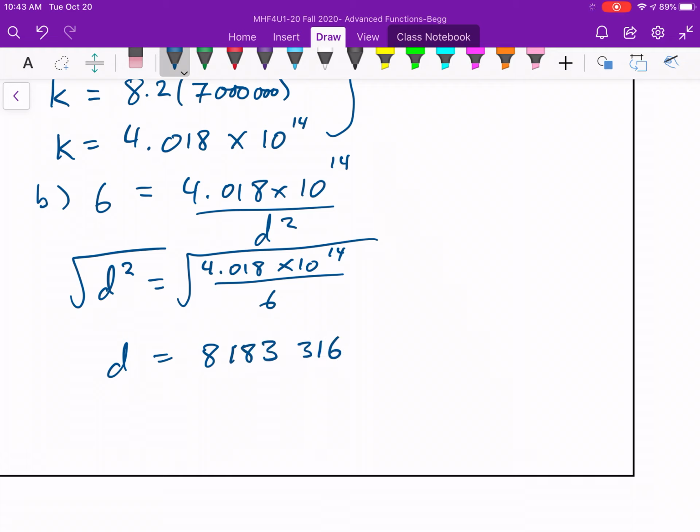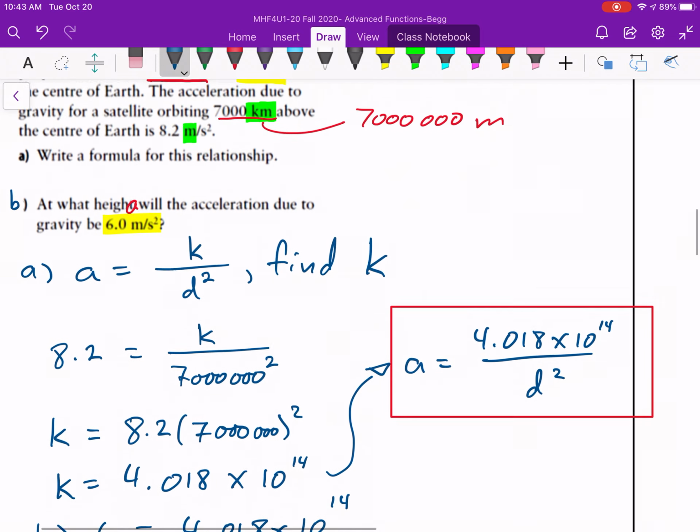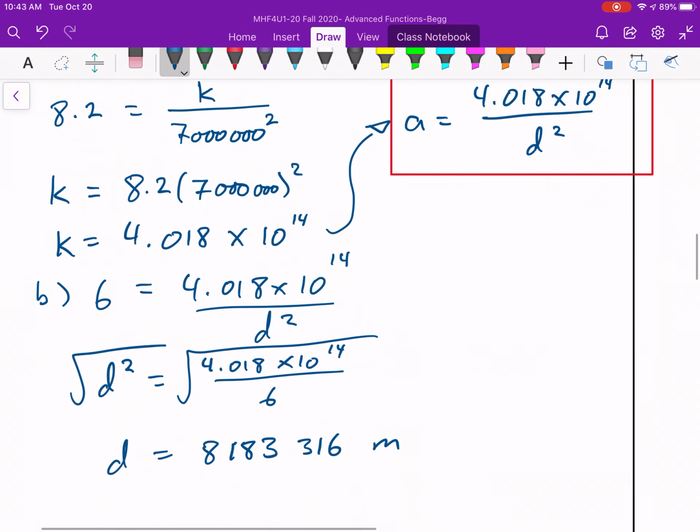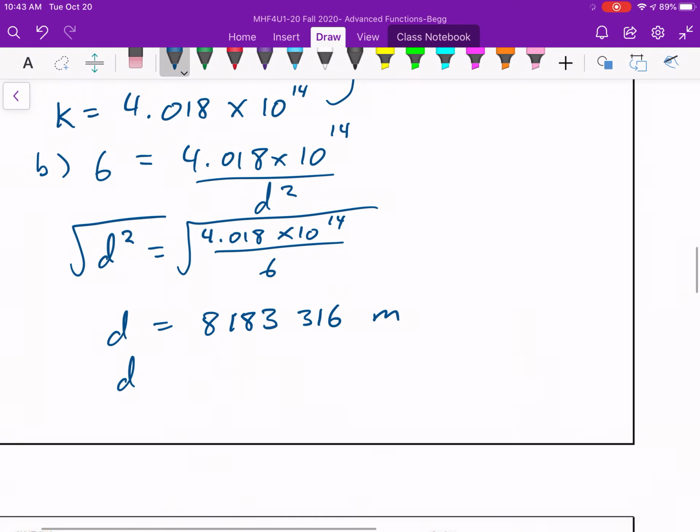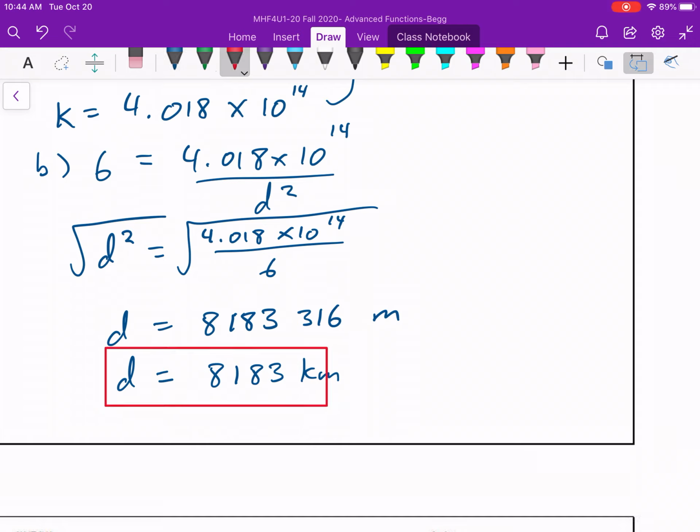What are the units? They're meters. So since we're dealing with space and large distances, maybe it'd be more appropriate to now switch back to kilometers. So if I divide by 1,000, it's approximately equal to 8,183 kilometers. At a height of 8,183 kilometers, we're going to have an acceleration of 6 meters per second.